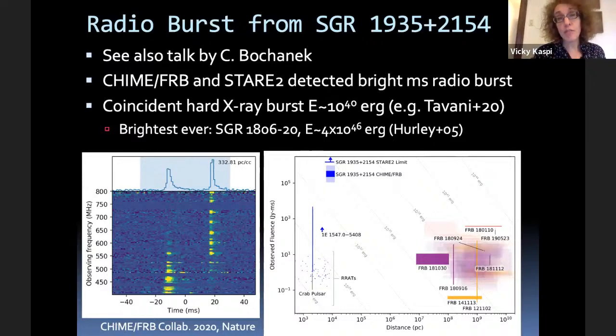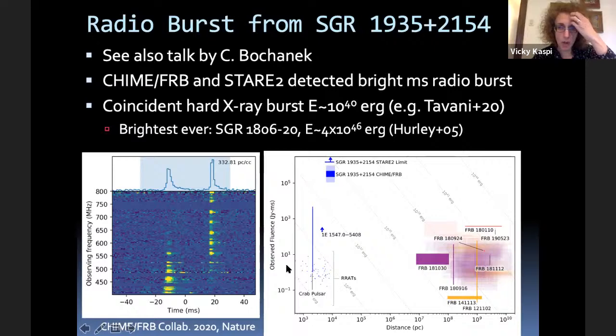I think this is even more relevant with the detection of SGR 1935+24 by CHIME FRB and the STARE2 experiment. You'll hear from Chris Bochenek about that shortly. It had a coincident hard X-ray burst with a 10 to the 40 erg energy, which isn't that bright as X-ray bursts go, but as radio bursts go, this was super bright. In total, we detected it in 91 of our 1,024 beams.